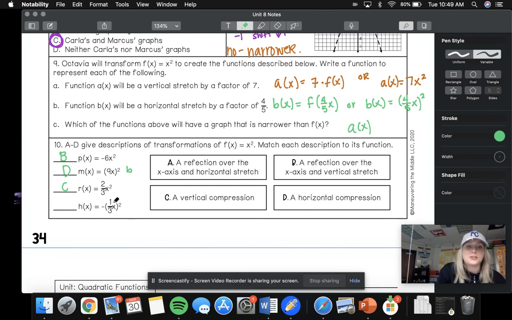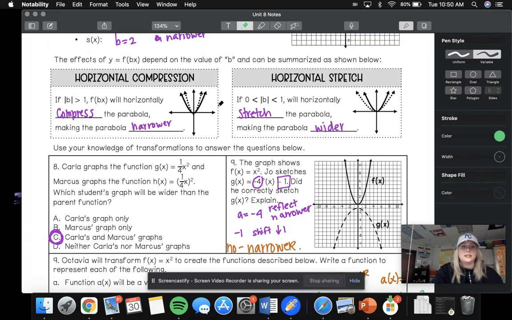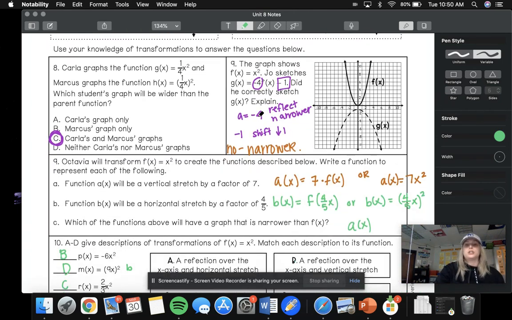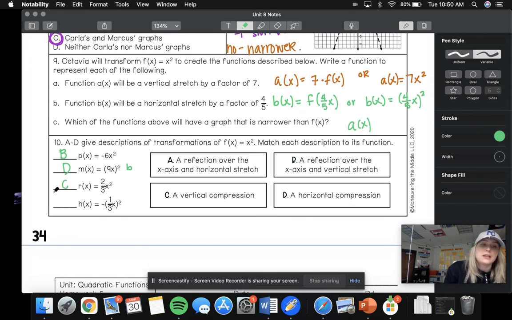We have a b value, and so if I look at my b value, I'm thinking horizontally. Am I stretching it horizontally, or am I compressing it horizontally? Again, you can use your notes. If it is in between 1 and 0, I am stretching it horizontally, which does make it wider. And that would be A.